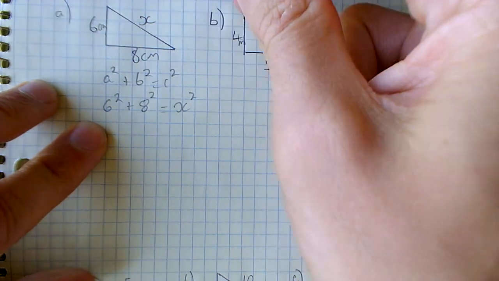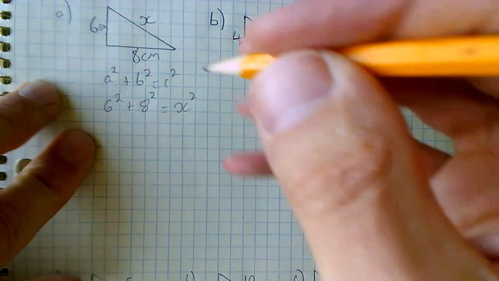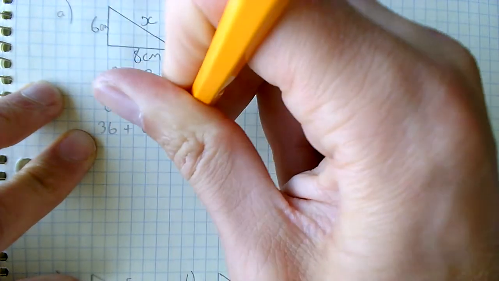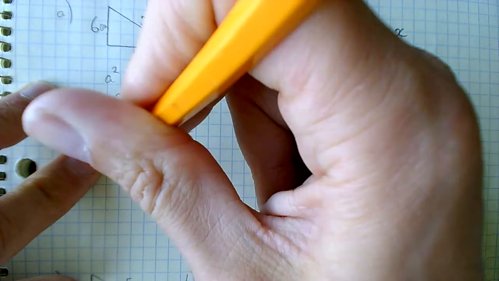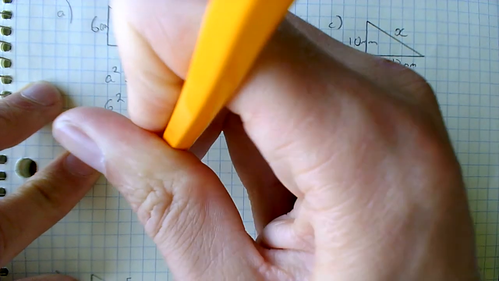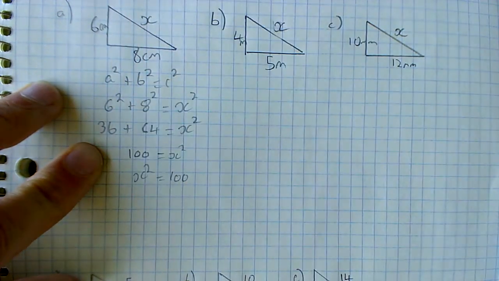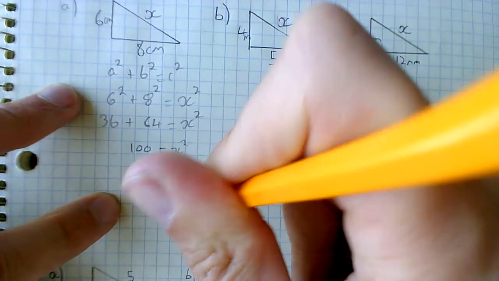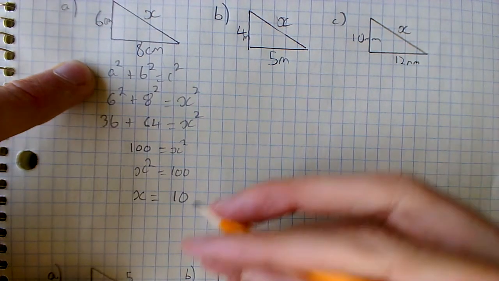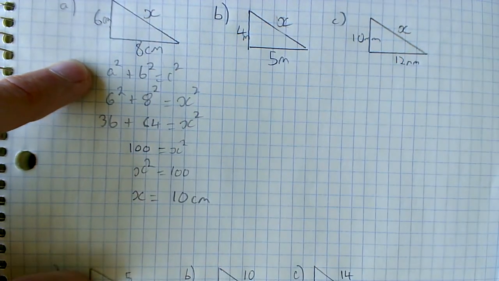So remember, you could have drawn squares if you liked and actually measured the area. So 6 squared is 36, 8 squared is 64. That makes x squared, and if we add it up, that comes to 100. So x squared equals 100, or x equals 10. And I'm not going to forget my units because that could cost me a mark in an exam. 10 centimeters. Okay.